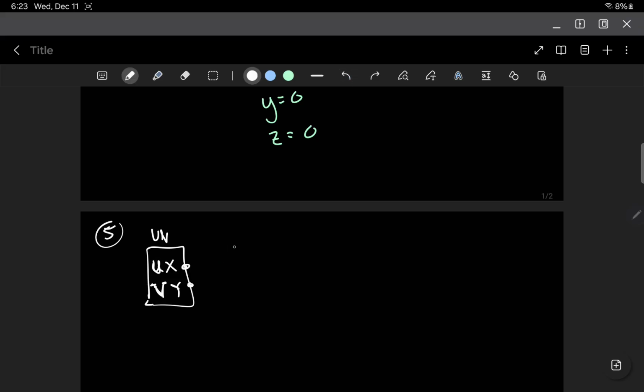Okay, so when we multiply, so I'll just recreate what's going on here. We multiply by 4.